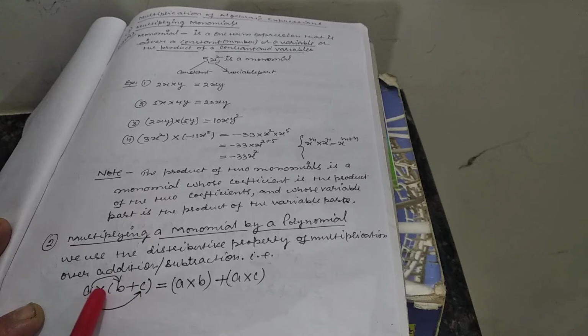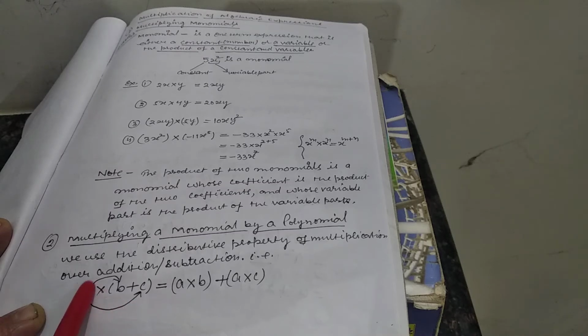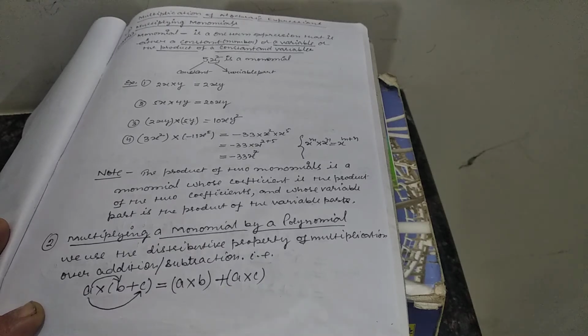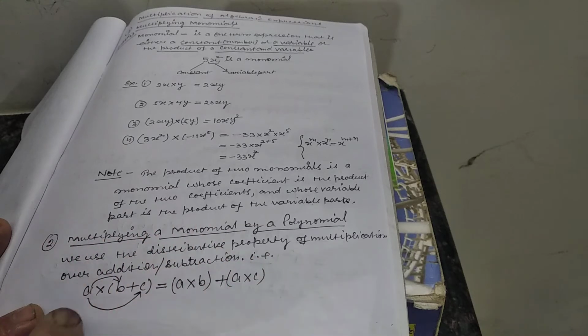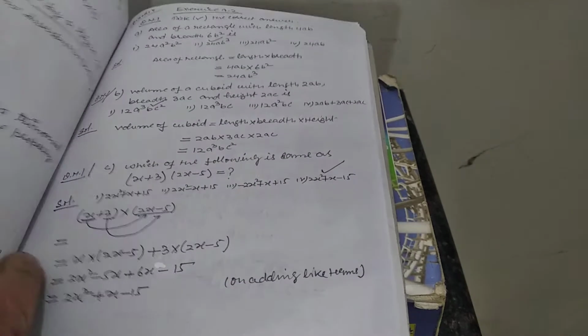Now a multiplied by b plus c. So first we will take this a. This will be multiplied by first b. So we will write a multiplied by b within bracket plus, then we will take this a again, and this will be multiplied by c. So this will give a multiplied by c. So this is the distributive property of multiplication over addition or subtraction.